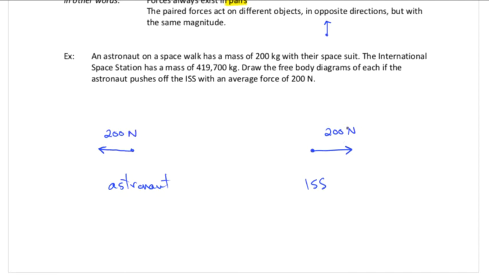Again, a 200 newton force acting on the space station is going to cause a much lower acceleration, being equal to F net over m, than on the astronaut because of the big difference in the mass of the ISS and the mass of the astronaut. But the magnitude of the force is the same.